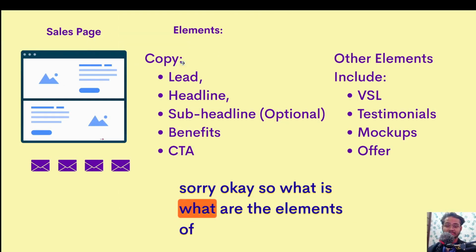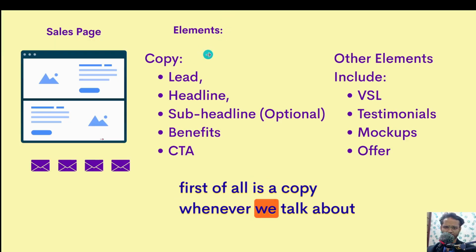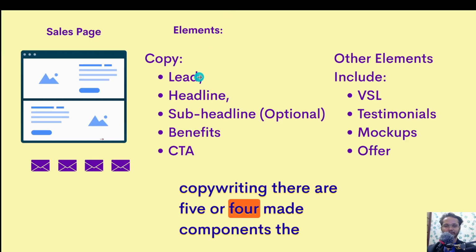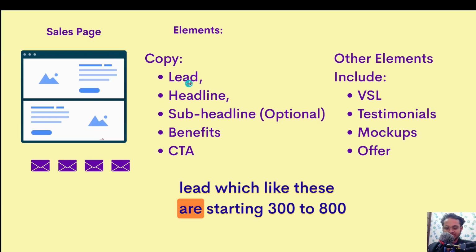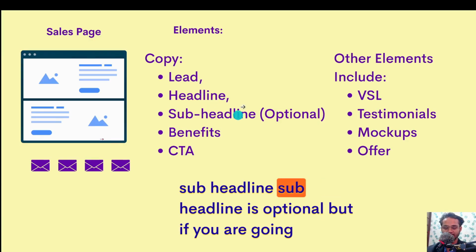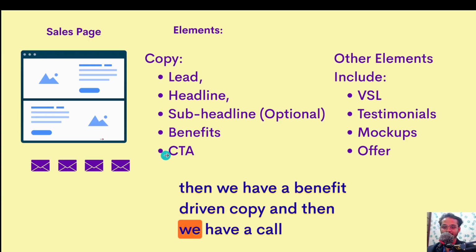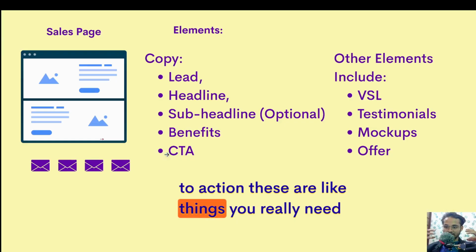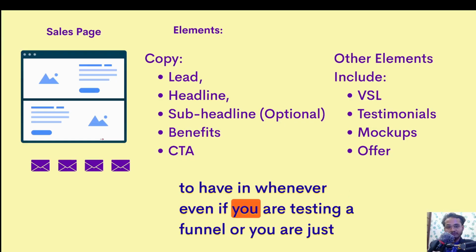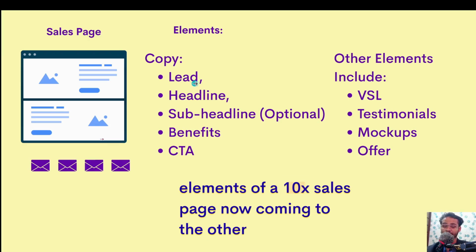So what are the elements of a 10x Shopify page or a sales page? First of all is the copy. Whenever we talk about copywriting, there are 4 or 5 main components. The lead, which is the starting 300 to 800 words that cover the whole copy, and then we have the headline and subheadline. The subheadline is optional, but if you are going with a VSL, then you need to have one. Then we have benefit-driven copy, and then we have a call to action. These are things you really need to have, even if you're testing a funnel or just launching a sales page. These are 5 key elements of a 10x sales page.